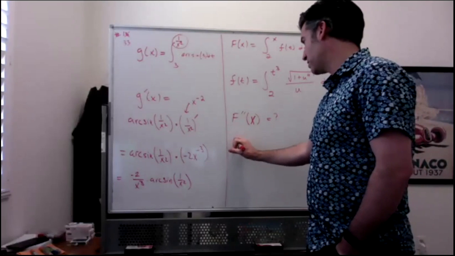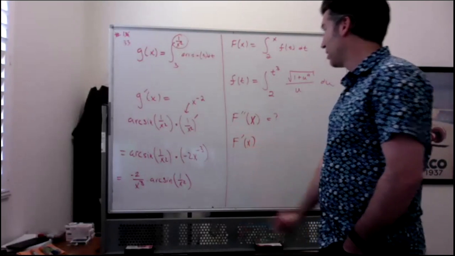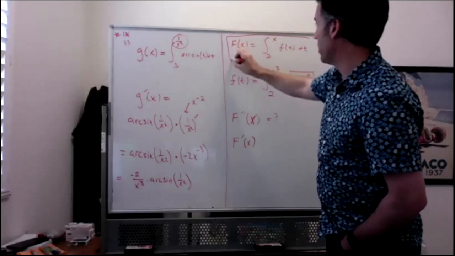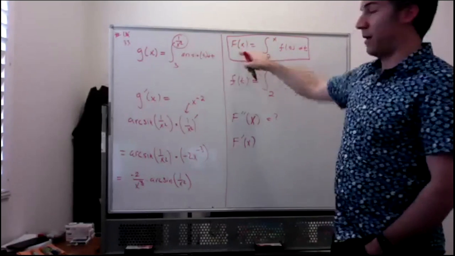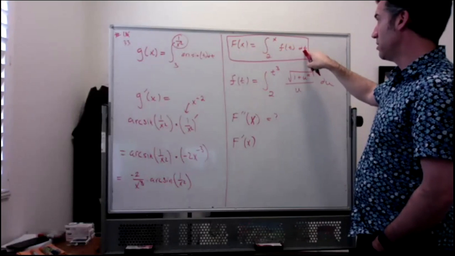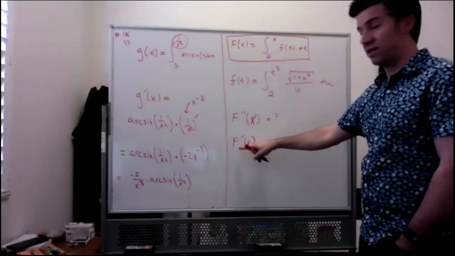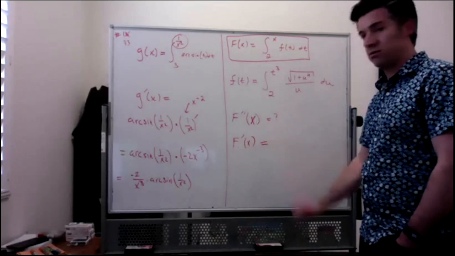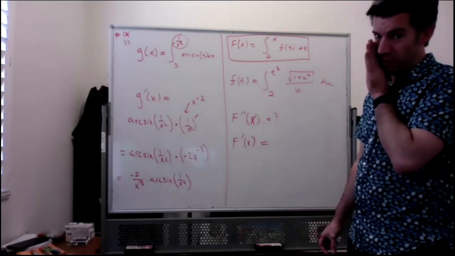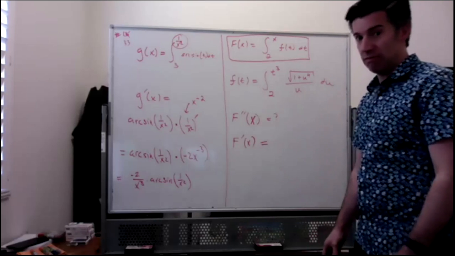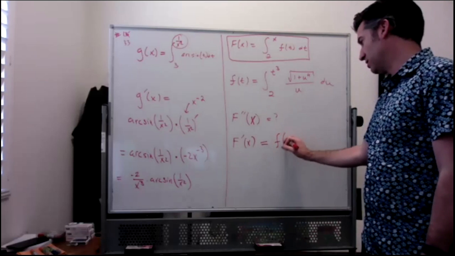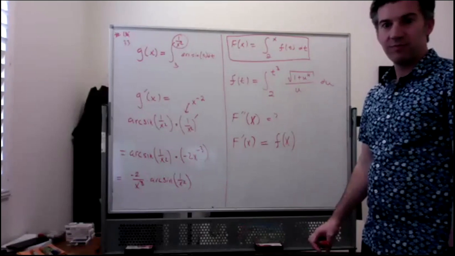So everybody should be able to tell me, looking at this integral here, where capital F of x is equal to the integral from 2 to x of little f of t dt, what's the derivative of this? What is capital F prime of x going to be? Fundamental theorem of calculus. Exactly. It is just f of x. Excellent.